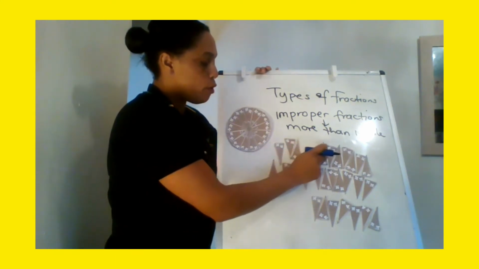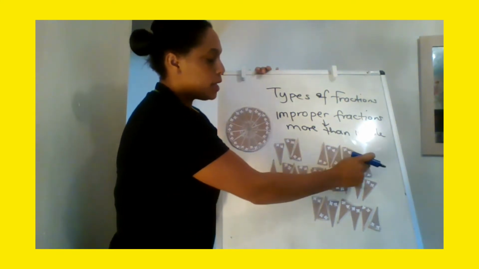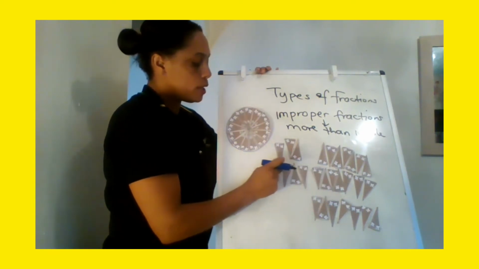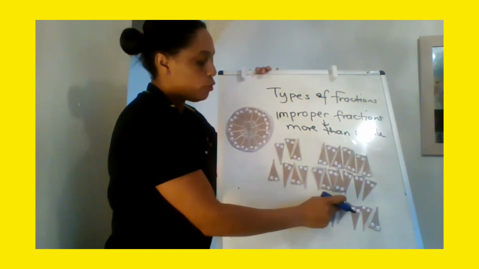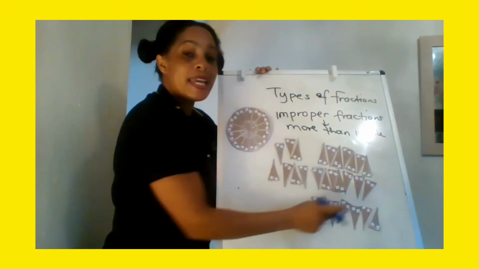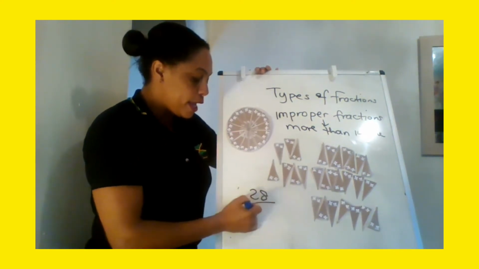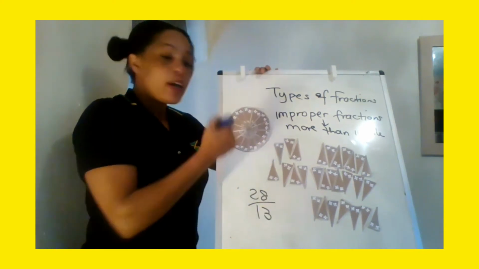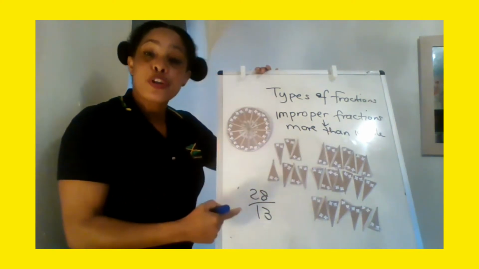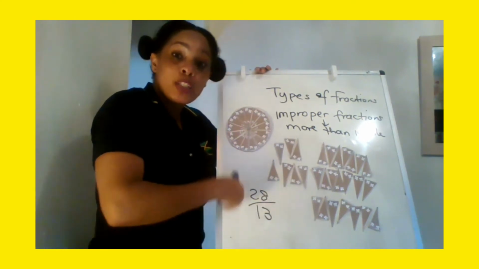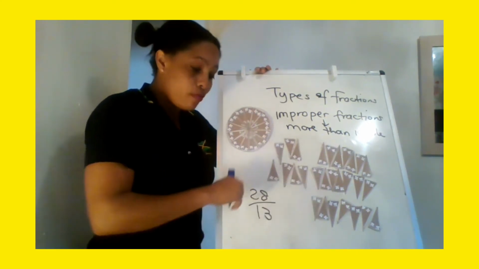1, 2, 3, 4, 5, 6, 7, 8, 9, 10, 11, 12, 13, 14, 15, 16, 17, 18, 19, 20, 21, 22, 23, 24, 25, 26, 27, 28. So I have 28 pieces left over. So 28 out of 13, because 1 piece was called 1/13. So 28 13ths is what I'm going to have left over.